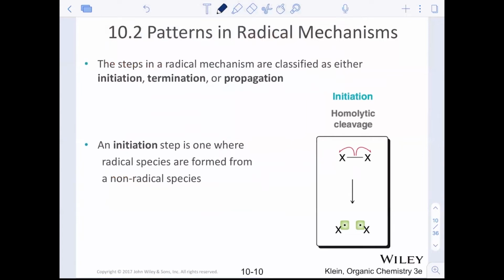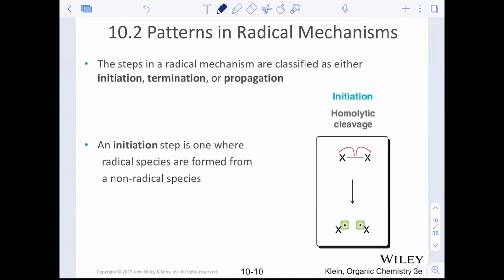Now with these patterns, they're going to be put into one of 3 categories. And these categories are what we are going to see as our radical mechanisms in this chapter. So not only do we have patterns, but we do have categories in our mechanisms now. The 3 steps or the 3 classifications are initiation, termination, and propagation.